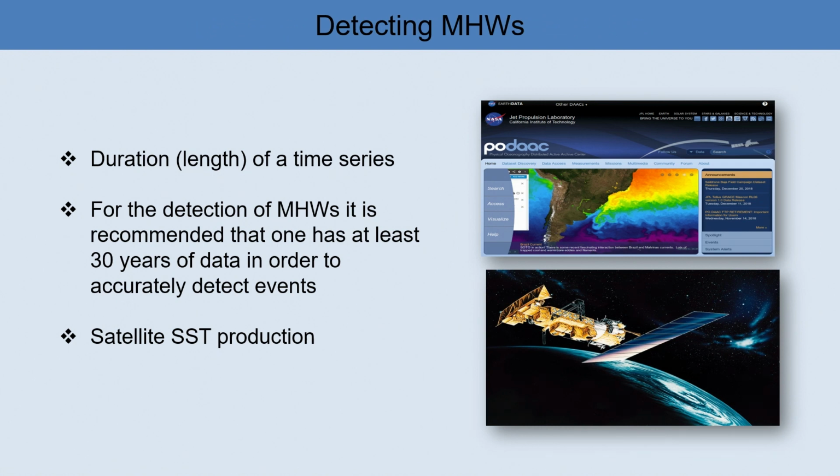So just back to detecting marine heat waves, the duration of the time series is very important when you are detecting a marine heat wave. And it is recommended that at least 30 years of data is needed to produce an accurate detection of a marine heat wave. In the marine field, to gain 30 years of data is not that easy, right? But there are different satellite sea surface temperature products, and this data is online and available to the public, so we often just download our data from satellite products.